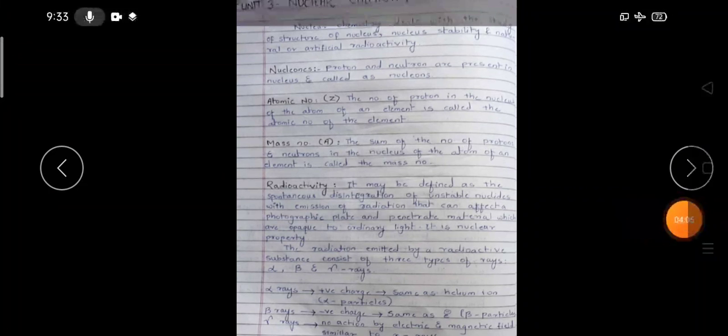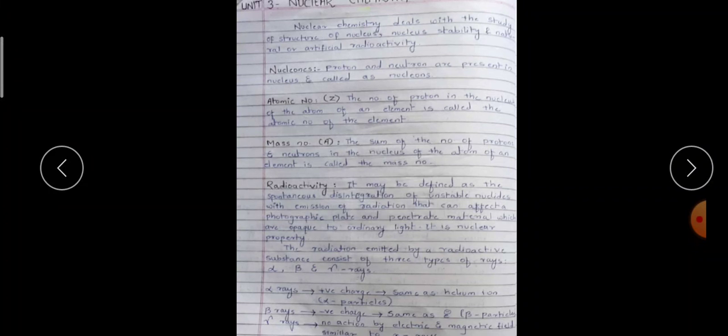It is very simple. Atomic number is nothing but the number of protons present in the nucleus of the atom of an element. Any element you take, if you talk regarding hydrogen, one proton is there. That's why its atomic number is 1. And the number of protons will be balanced by the number of electrons. That is the next part.